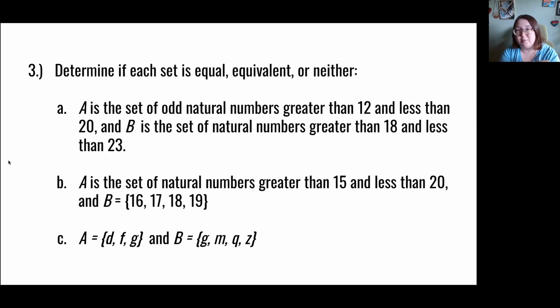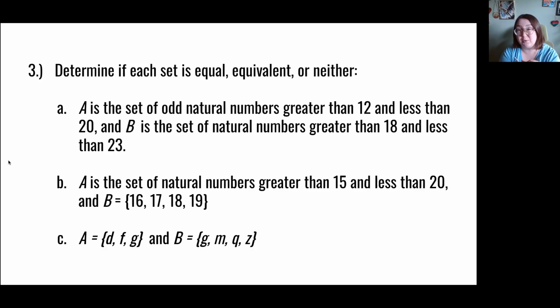Before we get started, remember that equal means they have the exact same elements and the exact same number of elements. Equivalent means they have the same number of elements, but the actual elements don't have to be the same. And neither means they don't have the same elements and they also don't have the same number of elements. So that's the difference between them.